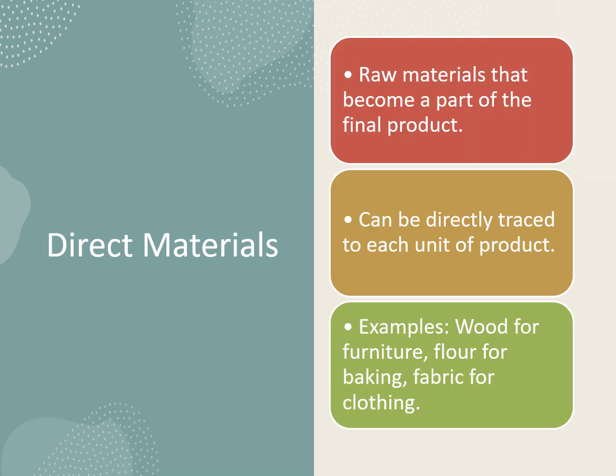Let's start with direct materials. These are raw materials that actually become a part of the final product, and you can directly trace them to a specific unit. So if you're making furniture, things like wood, screws, and varnish are going to be your direct materials. If you're baking bread, it's the flour and the sugar. You should be able to say this cost directly went into that item, and that's the key.